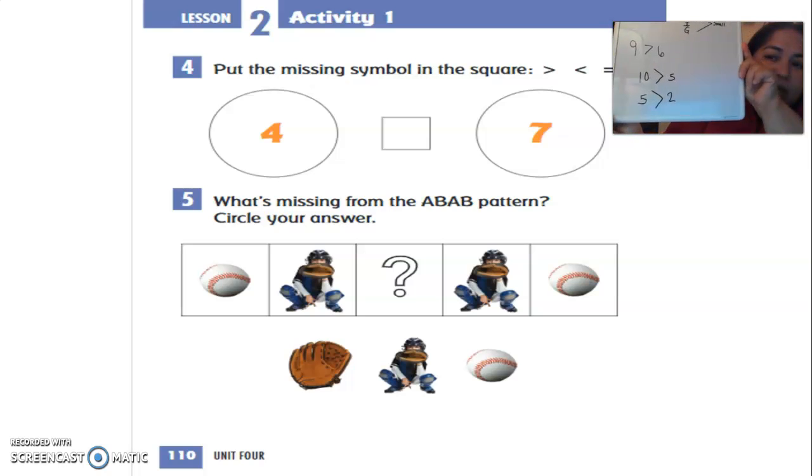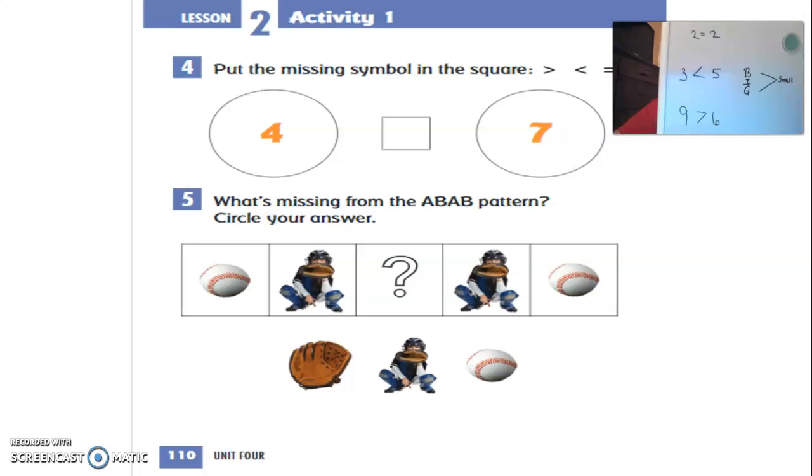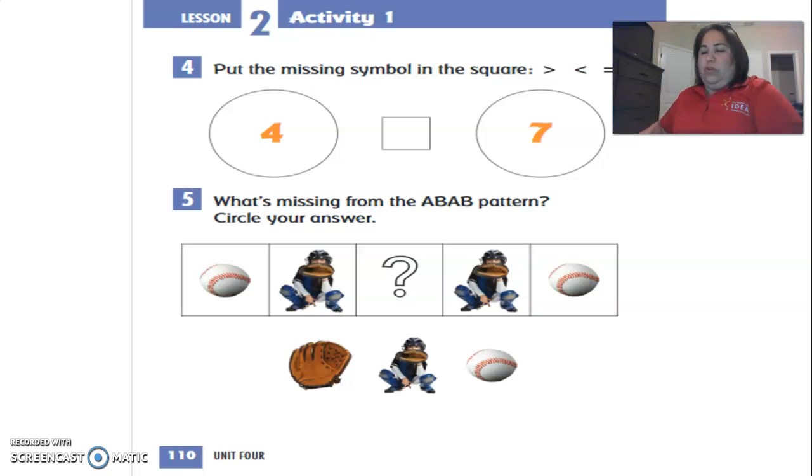There we go. You see it? So you see how the big opening is facing the big number? Because 10 is bigger than 5. And what's bigger, 5 or 2? 5. So the big opening is towards the 5. And you see the small point? It's towards the 2 because it's smaller. So always remember this picture. The big number goes right here, and the small one goes over here. So you do number 4.